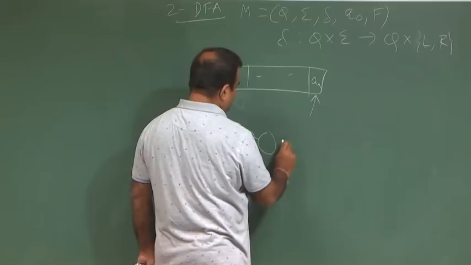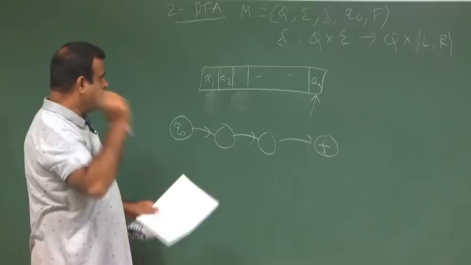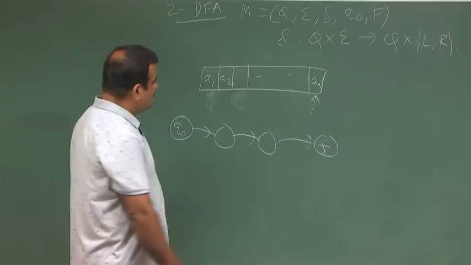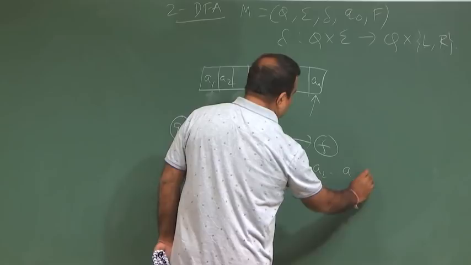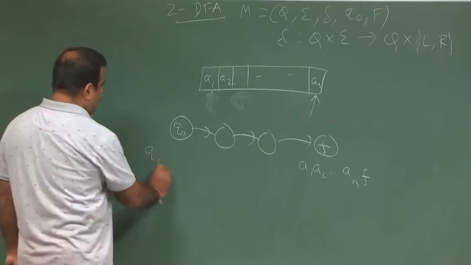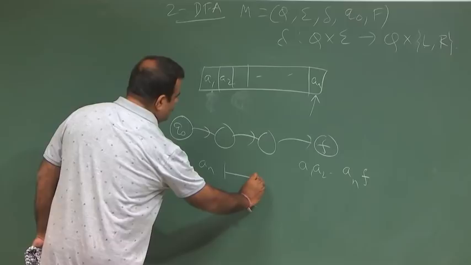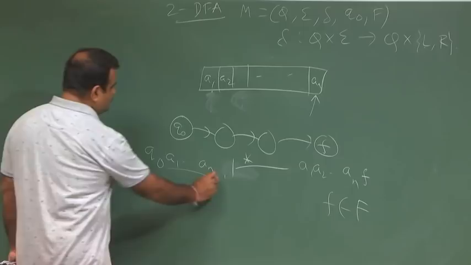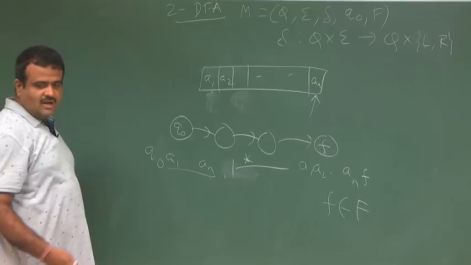Now, suppose at the end we reach some state f, and it happens to be a final state, and we have exhausted reading all these symbols. What is the position at the end? It will be A1 A2 An with f pointing here. That is all. So, if Q0 A1 to An goes to this, where f is a final state, then we say this string is accepted by this 2-way DFA. This set is our language.